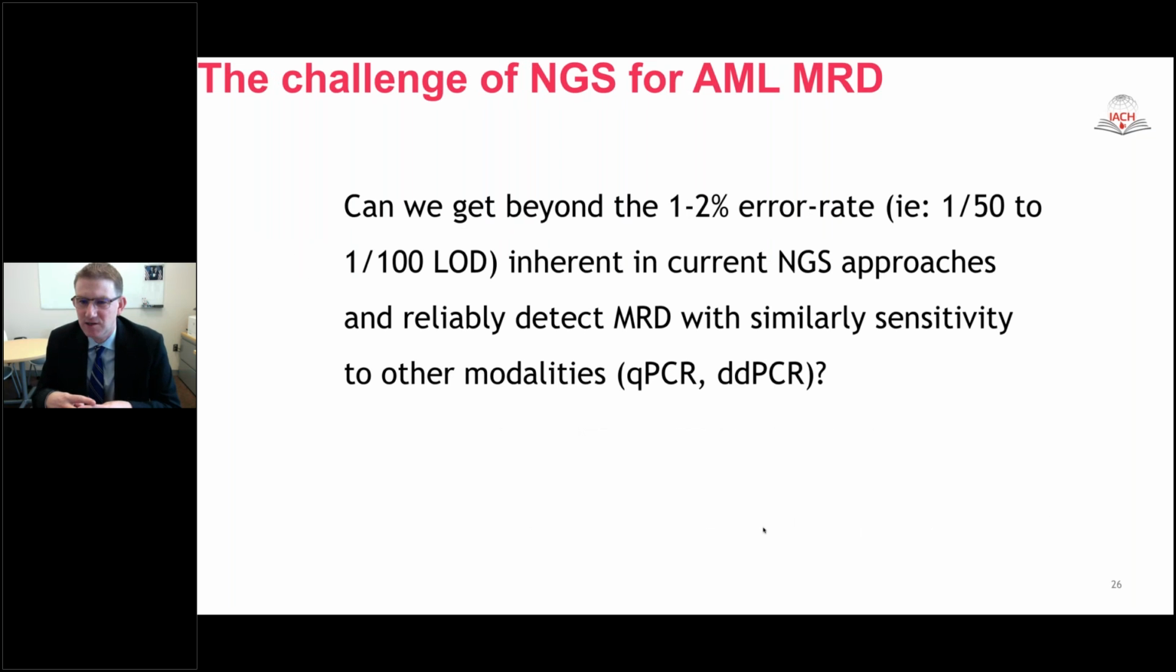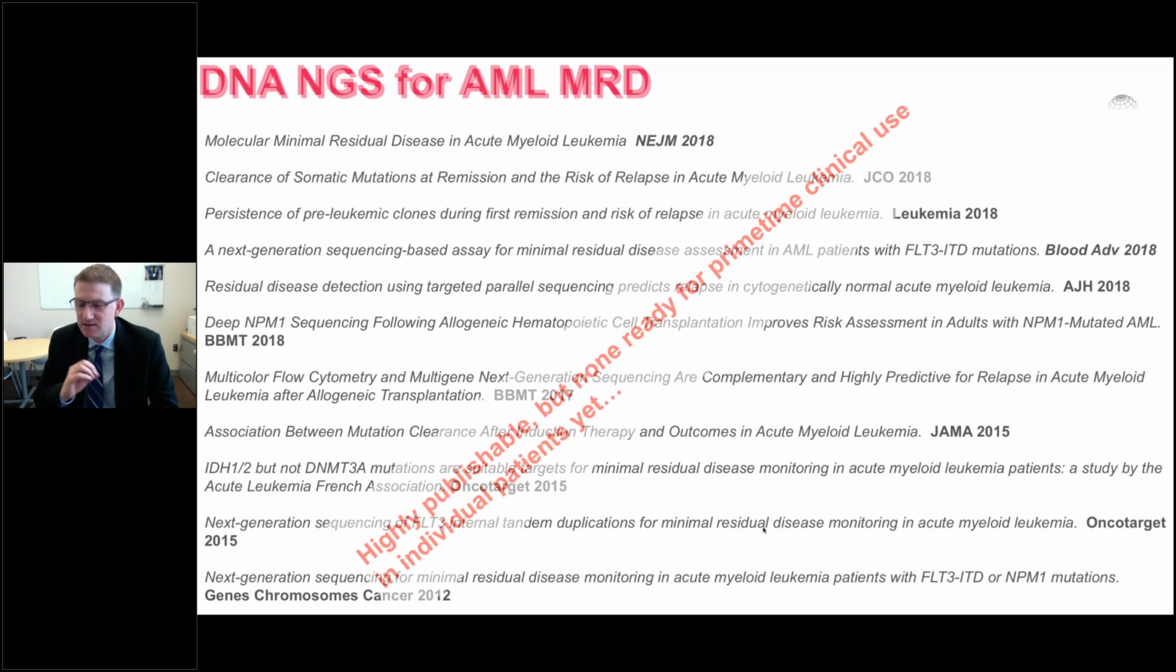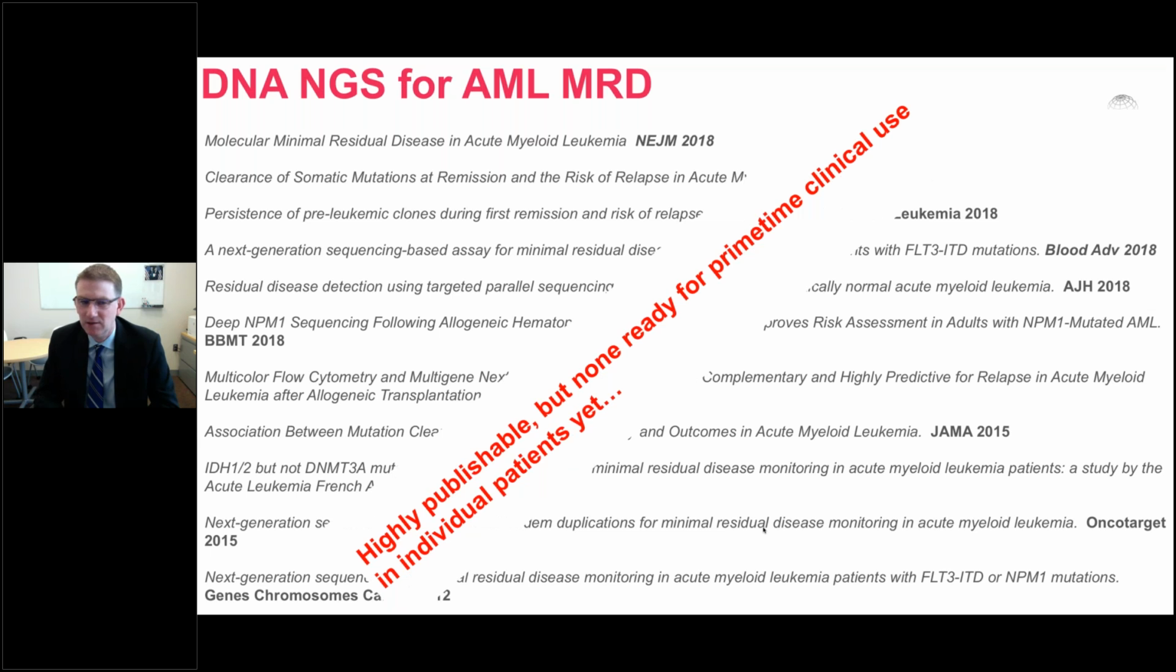So the challenge of next-generation sequencing, and the reason I think why you don't see it in the ELN guidance so far, is can we get beyond this 1 or 2% error rate, which obviously would limit our limit of detection to only 1 in 50 or 1 in 100, to reliably detect MRD with similar sensitivity to these other modalities. There's huge advantages to using NGS, but this is a real limitation. There's many papers that have used a variety of approaches to measure MRD using NGS. My take on these is it's highly publishable, but it's not ready for prime-time clinical use yet. We've got a few constraints to get through.